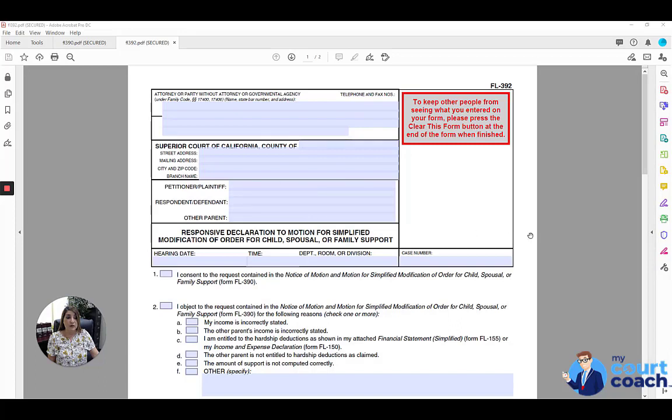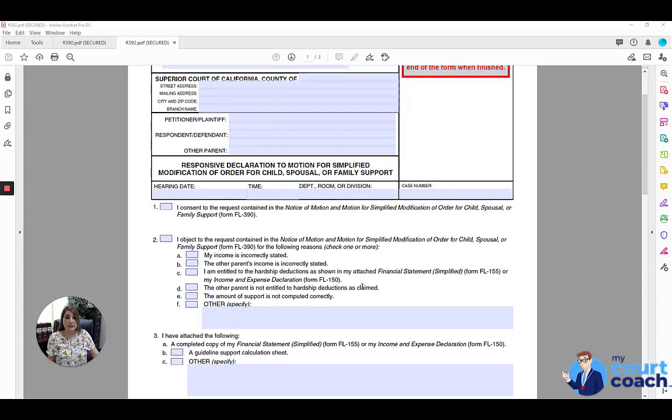If you are filling out this form, you are likely responding to a motion for a simplified modification of order for support, and that has a hearing date, time, and location where that hearing is to take place listed on it. You want to copy that same information and put it in this line here.